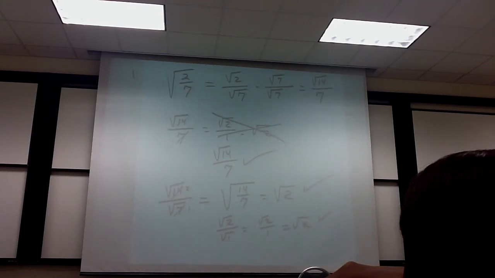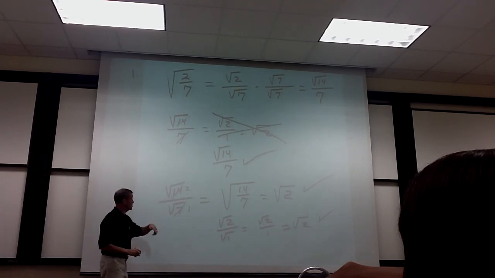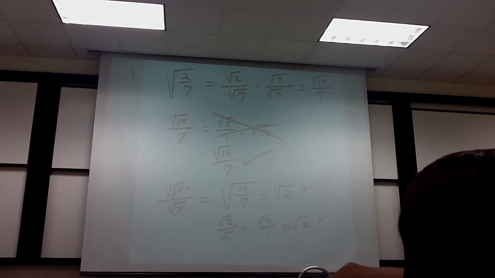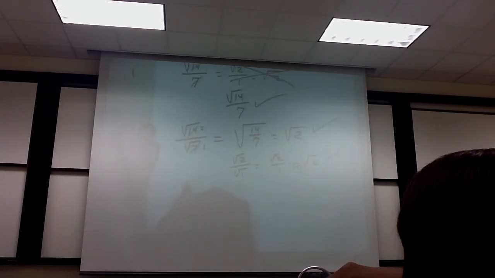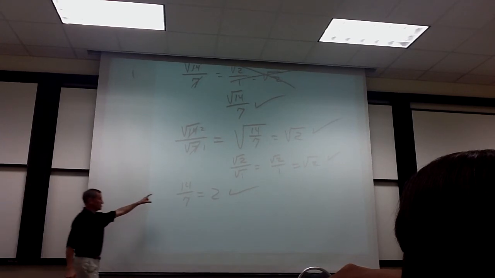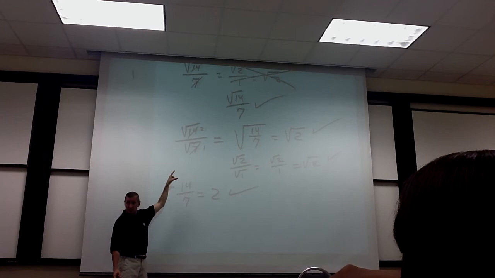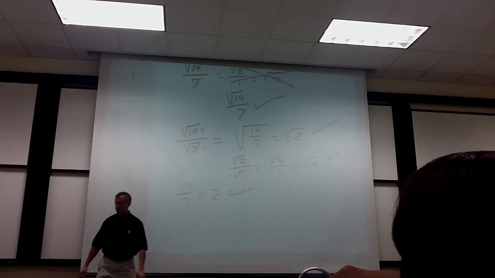So bottom line, I can simplify fractional expressions if they're both radicals. And of course, I can simplify fractional expressions if they're both non-radicals. Give me 2 non-radical numbers, I can simplify. Give me 2 radical expressions, I can simplify. Give me 1 of each, leave it alone. 1 of each, don't try to simplify.